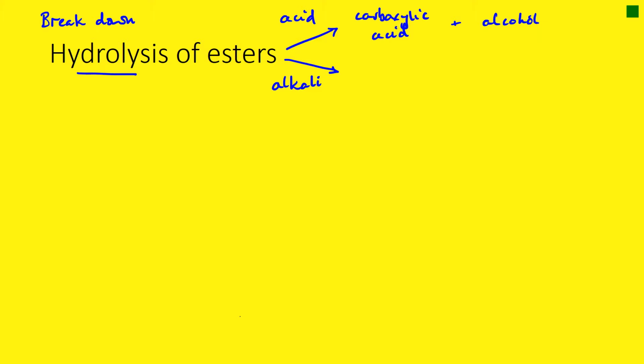But when we do alkali hydrolysis, it's not quite the same. We still get our alcohol that we started off with when we made the ester, but we're going to have our salt, which, let's say we were using sodium hydroxide as our alkali, then you would have a sodium salt. So sodium carboxylate, depending on which acid you had. So if it was ethanoic acid, you'd have sodium ethanoate plus your alcohol, whatever other alcohol you had.